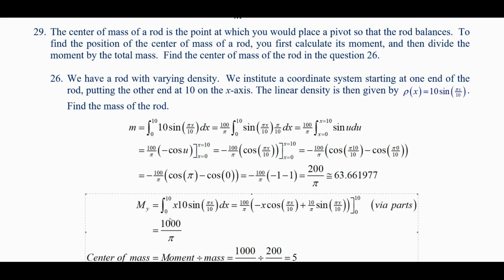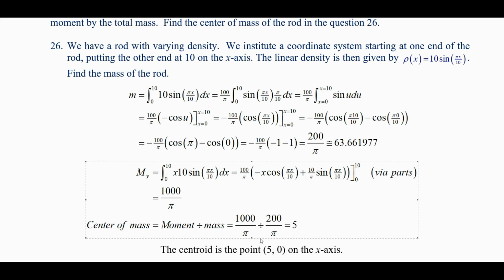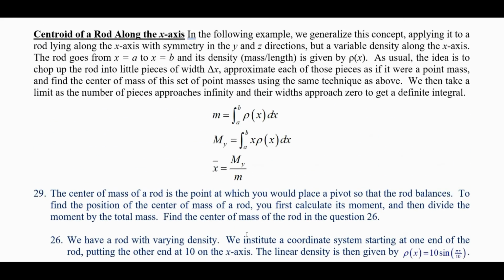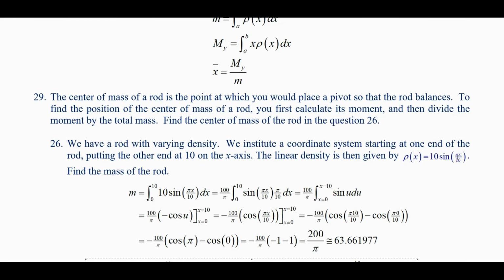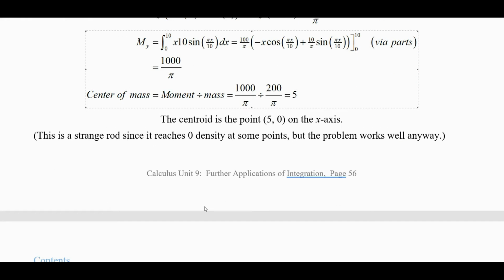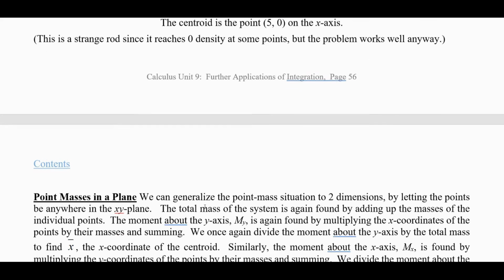The center of mass is take that moment about y and divide it by the mass. So when you flip this over and multiply, the pi's cancel. You get 1,000 over 200, and that reduces to 5. So the centroid is at 5 on the x-axis, (5, 0). This is a kind of strange rod because it does reach 0 density at some points, which would be kind of weird. But anyway, the basic idea works fine.